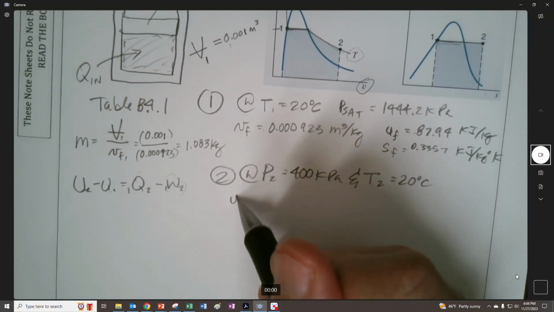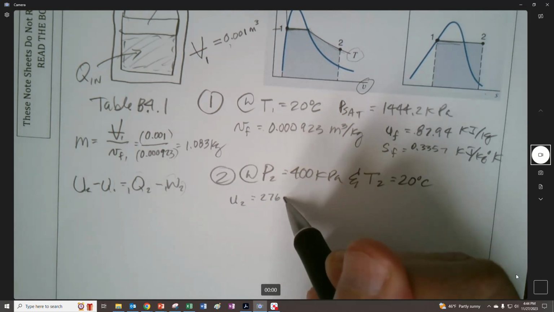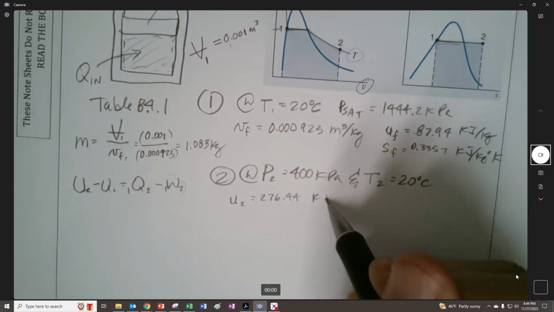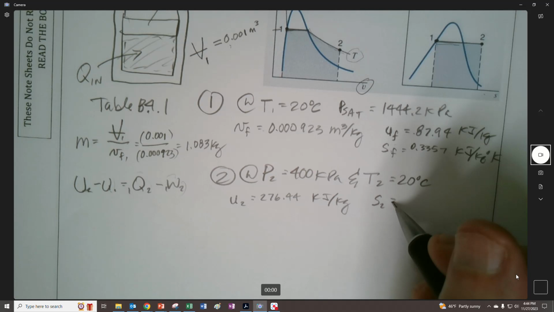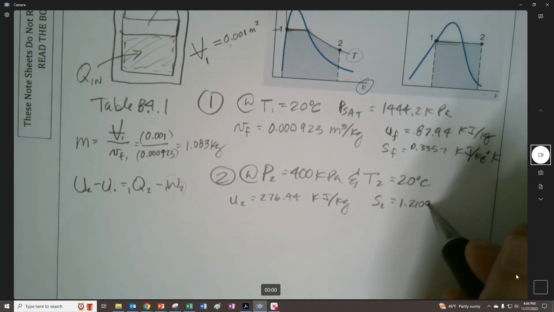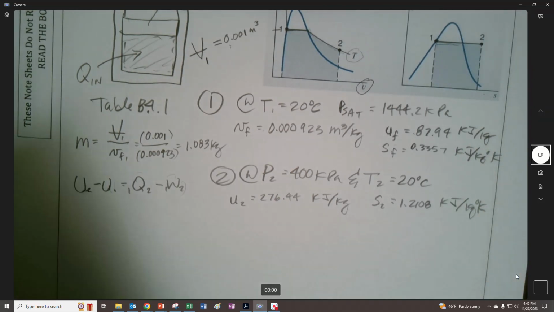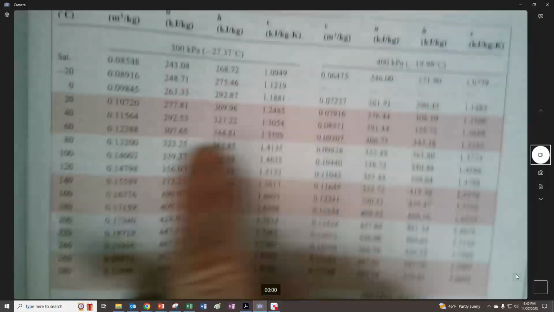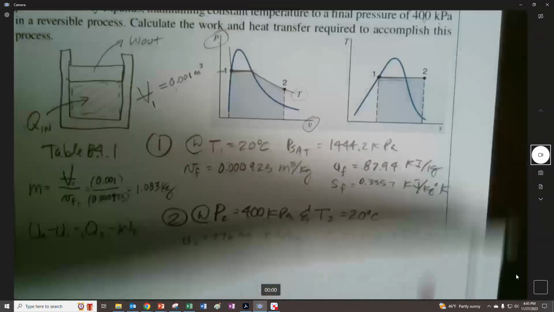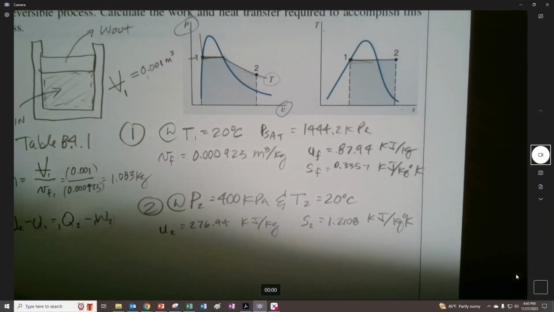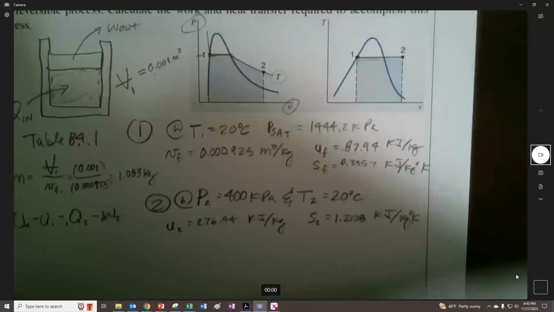So we'll find that U2 is going to be equal to 276.44 kilojoules per kilogram, and S2 is going to be 1.2108 kilojoules per kilogram degrees Kelvin. Those are the things that we just found at 20 degrees. Yep, 276, and we are at 1.2108.